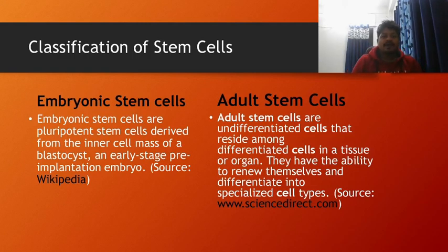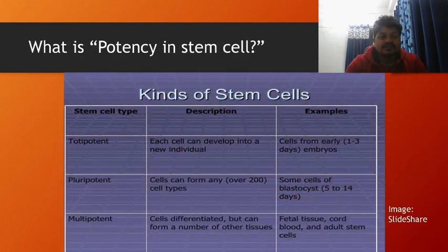So we have known about the classification of stem cells in the broader aspect, that these cells are either embryonic stem cells or adult stem cells. But we have to know about the potency and types of stem cells, right? What is potency? We'll know that in this section. So what is potency in stem cells?